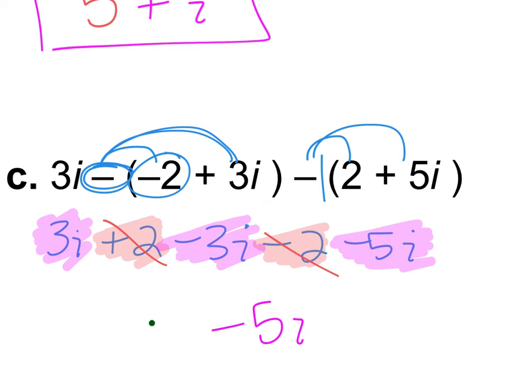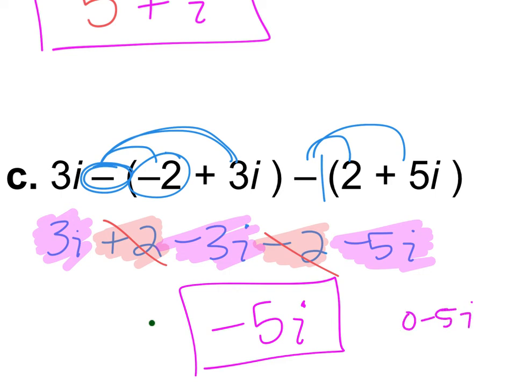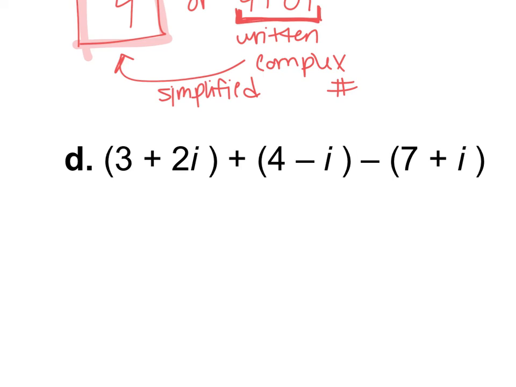So our answer could only have imaginary, just like it could only have the real. So this would be like saying 0 minus 5i. Right, like we talked about before, but we want to give the simplified answer. And letter D has a little combination of both, so let's go through. Here we're just going to have 3 plus 2i.